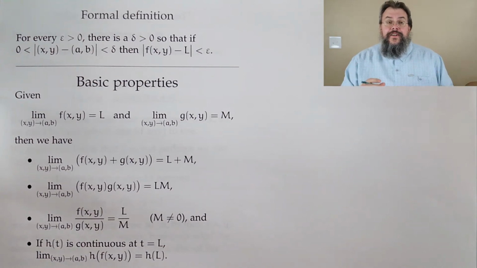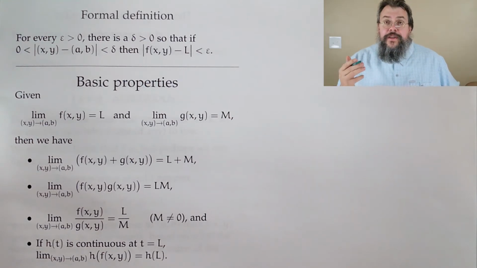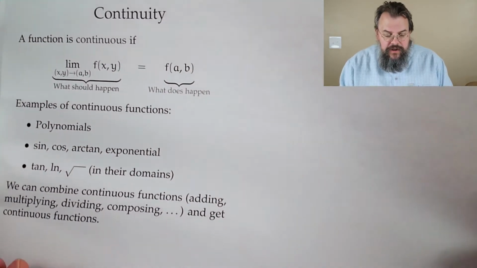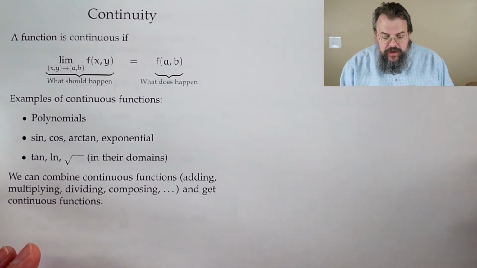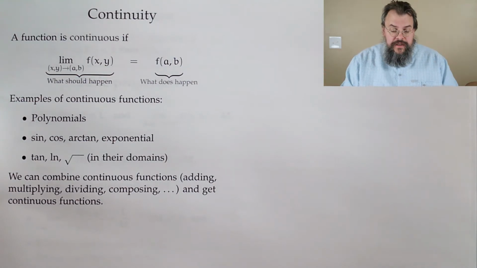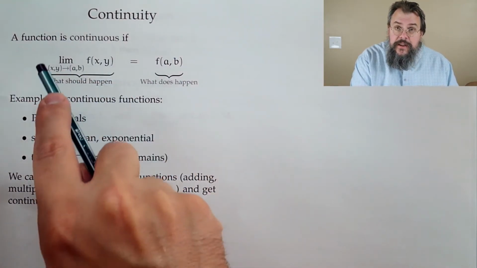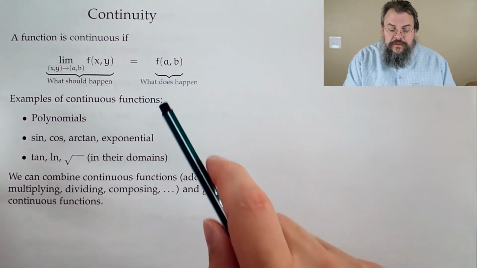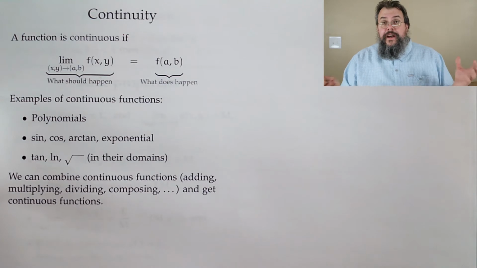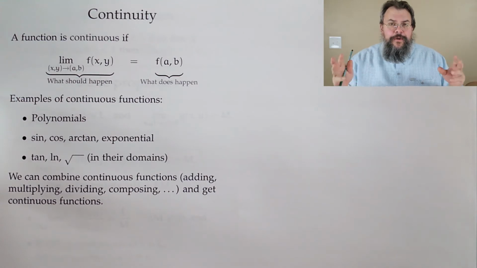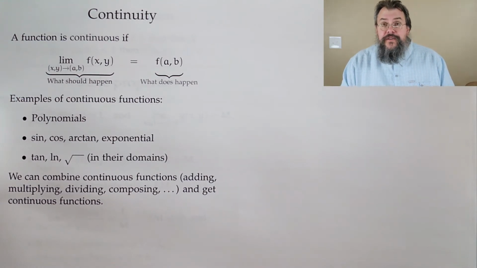In other words, continuous functions are functions with no surprises. And that's our definition. So in particular, here we go. See, look, a function is continuous if what we think should happen, which is talking about the limit, is what does happen. In other words, the value of the function. Now, most of the functions we deal with are continuous. They're actually even better than continuous. They're smooth. We'll talk about what that means in future sessions.